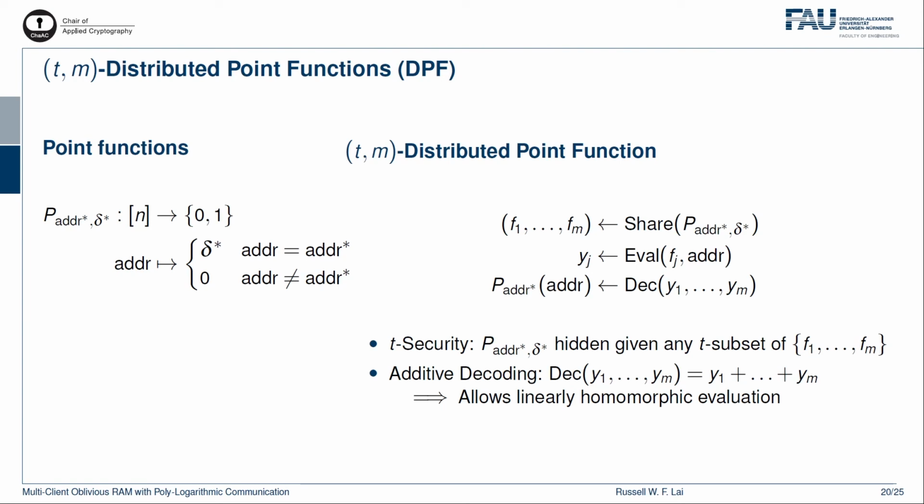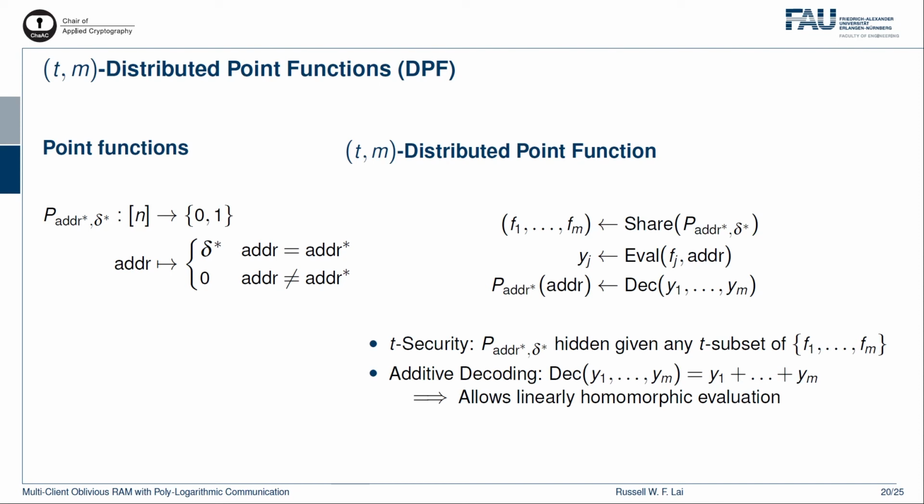A TM-DPF is simply a secret sharing scheme for point functions. As in other secret sharing schemes, there is a share algorithm which shares a point function into m shares, f1 up to fm. Given the jth share fj, the shareholder can locally evaluate fj as a function on an address to produce an output share yj. Finally, given all the output shares, one can recover the value of the point function on the evaluated address. The T in the name TM-DPF stands for T security, which means that the point function is hidden as long as at most T of the M shares are leaked.